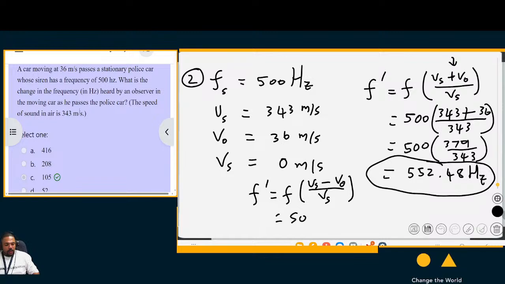So we have 500 multiplied by 343 minus 36 over 343. Same question, just the sign change. In this case, it's going to be less than 500. In actual fact, it's 447,52 hertz. This is the frequency heard as they are moving away. So this is the frequency as they are moving towards, and this is the frequency as they are moving away.